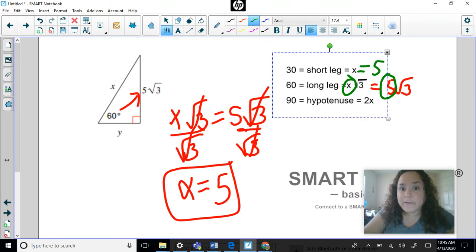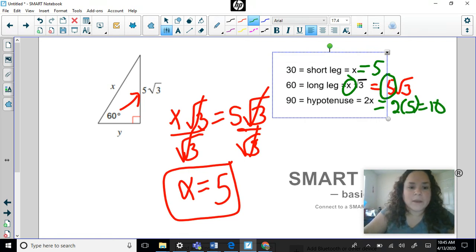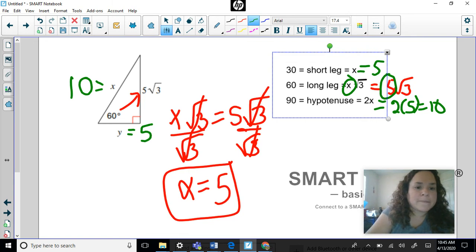Since we have the short leg, it's going to make it easy to find the hypotenuse. All we have to do is substitute the 5 into the x. So it would be 2 times 5, which gives us a value of 10. In this case, the hypotenuse is 10, so we're going to label that 10. And then our short leg was 5, so we're going to plug that in. So for this triangle, the x is equal to 10 and the y is equal to 5.